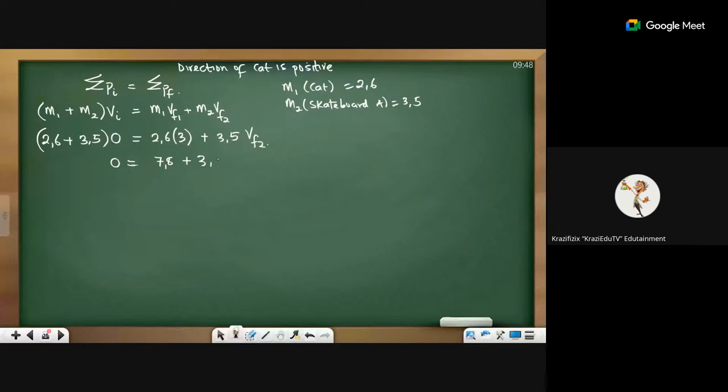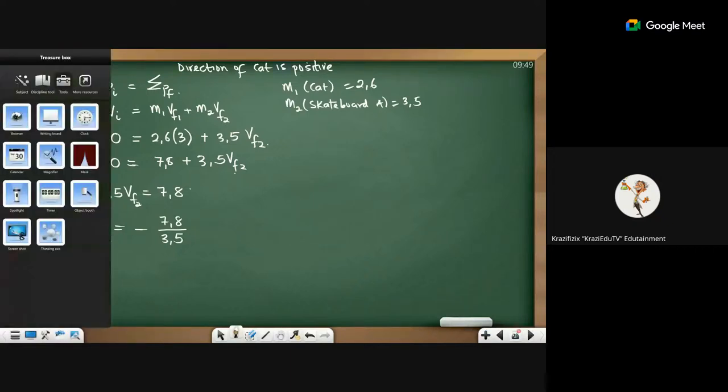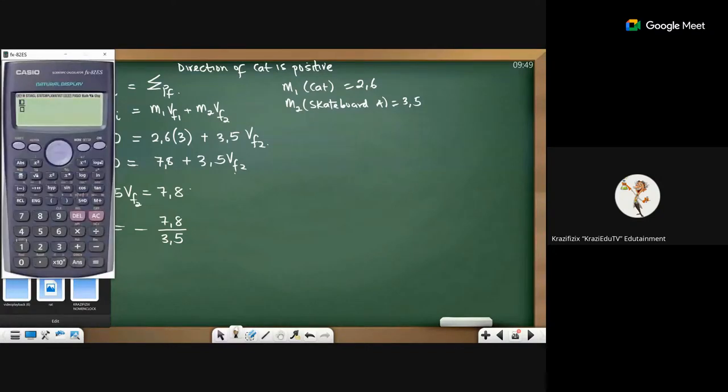Plus, aha, guys, I know where some of you are going to make a mistake. Some people are going to add this together. Please don't. Don't forget that this is still math. They are not like terms. So what do we do? We transpose: negative 3.5 VF2 equals 7.8. What do we do? We divide. And it's negative, please. That's why I said I'm going to tell you something, because I want us to understand. When you do your calculations and you get a negative answer, you must be able to explain why you have a negative. What's our answer?